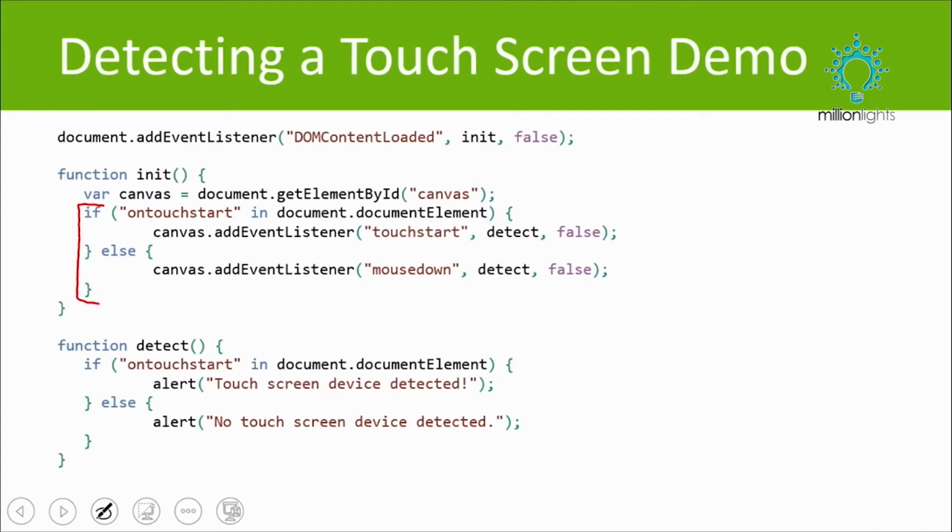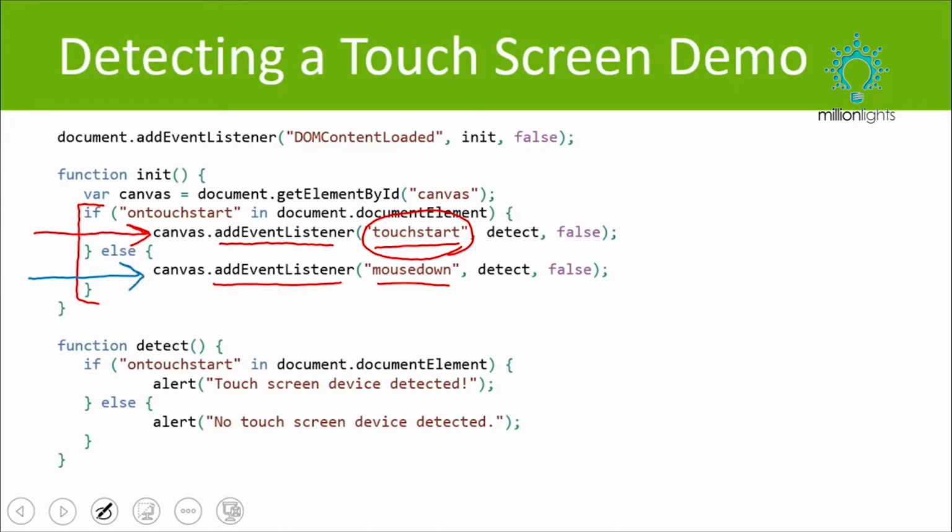These are called control statements in JavaScript. If, so we're saying if there's an onTouchStart in document.documentElement, here in the canvas element, then we're going to add an event listener looking for the touch start. And then we're also going to add an event listener looking for a mouse down. So if touch is active, then we're going to run this first statement. If touch is not active, then we're going to run this second statement, okay?